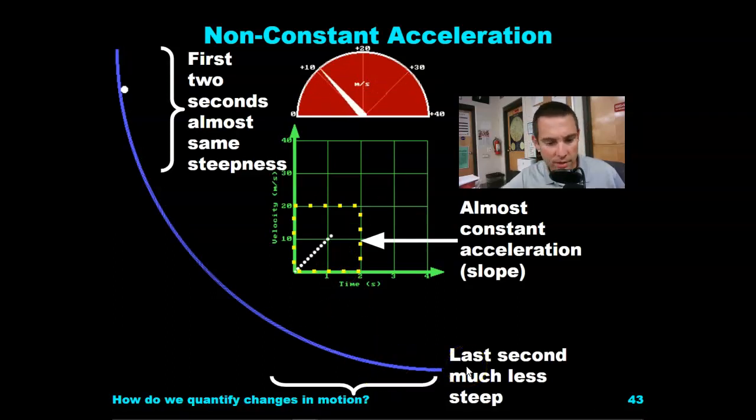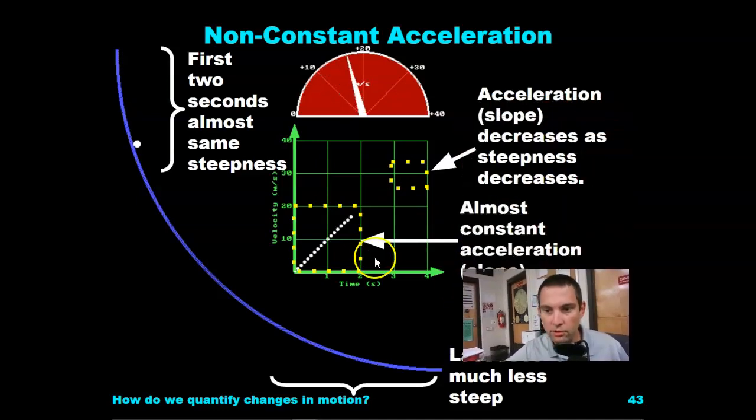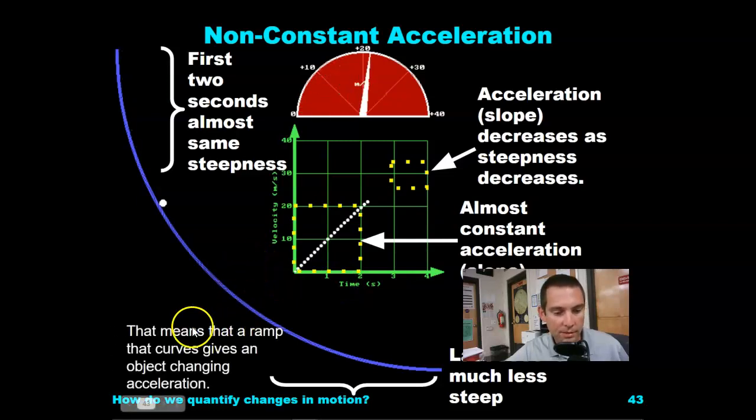Last second, there's much less steepness happening. Acceleration, or the slope, decreases as the steepness decreases. So acceleration is the change in velocity over time. That means that a ramp with a curve gives an object changing acceleration.